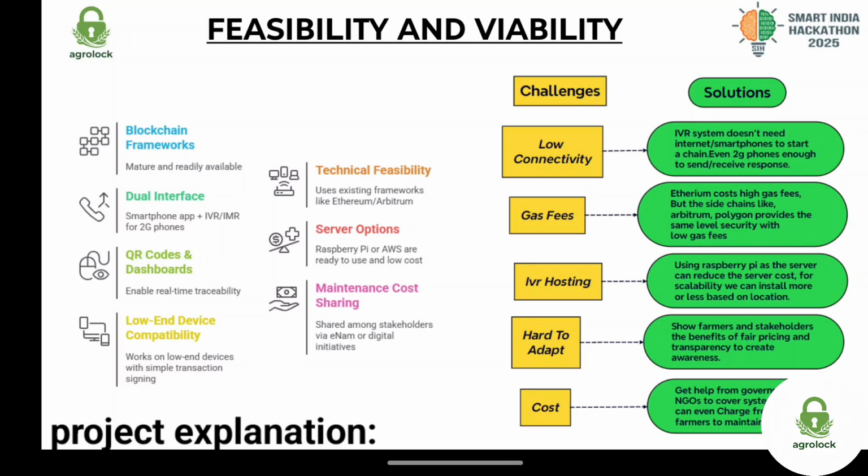Hard to adapt: show farmers and stakeholders the benefits of fair pricing and transparency to create awareness. Also, by contacting the government official, they can easily get the details from the official. Cost: get help from government or NGOs to cover the system costs. We can even charge the farmers to maintain the servers.